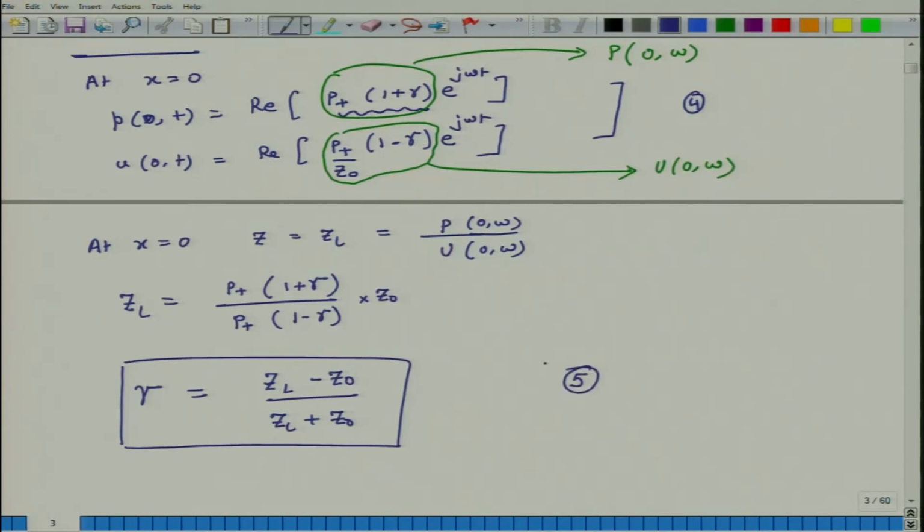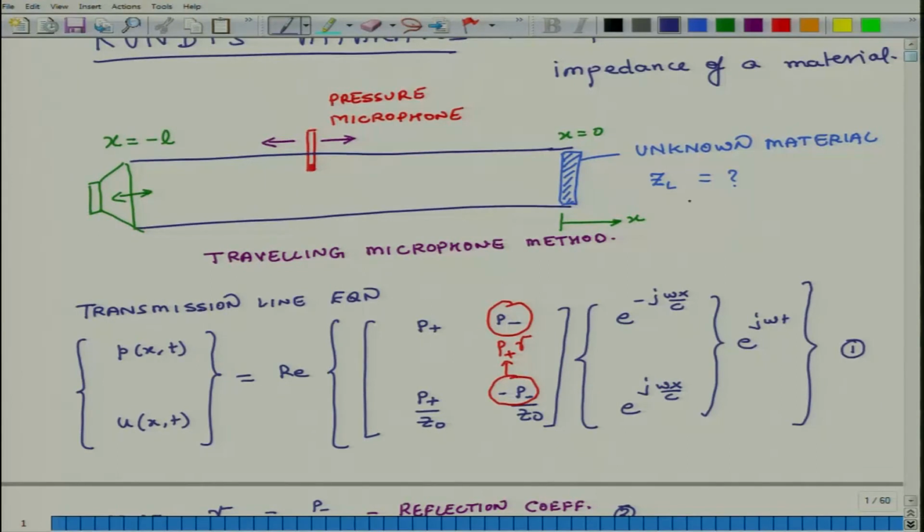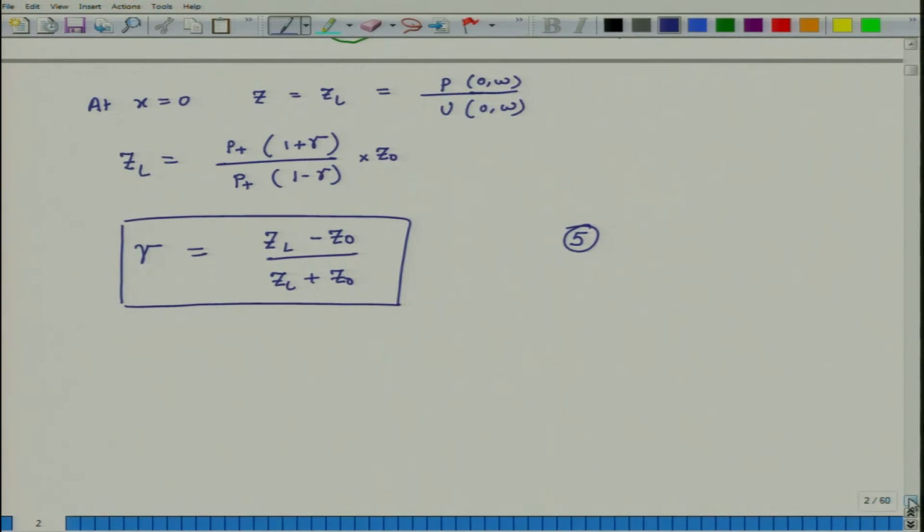So, this is equation 5. If I can figure out the value of gamma, then from equation 5 I can calculate the value of ZL. And what is our original goal? That we want to find the impedance of this material, ZL. So, now we will try to figure out how to find gamma, because once I can find gamma, then I can calculate the value of ZL.